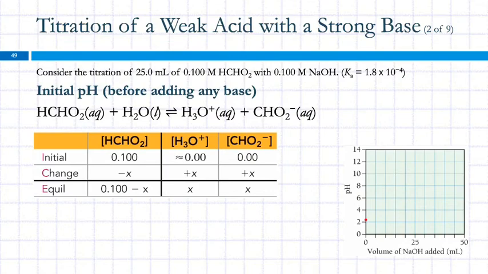Okay, so starting at the beginning without adding any base, calculate the initial pH. So this is the type of ice table calculation we've done before. So here we have the initial concentration of the acid, and it's going to ionize, it's going to form hydronium ion and formate ion. The change is going to be minus X, plus X, and plus X. And so this is 0.1 minus X, X, and X. And here I've given us the Ka for that.